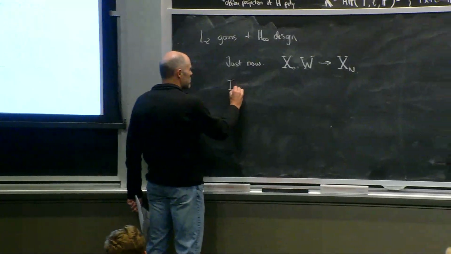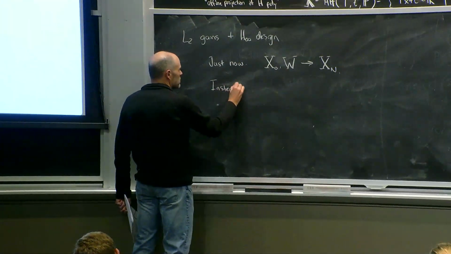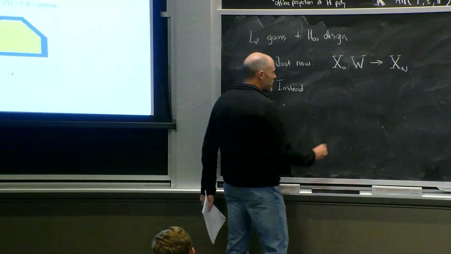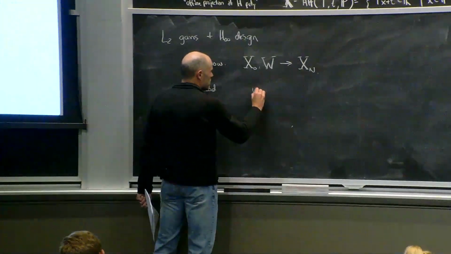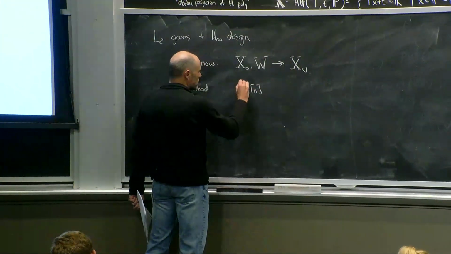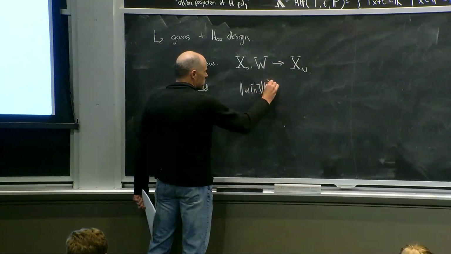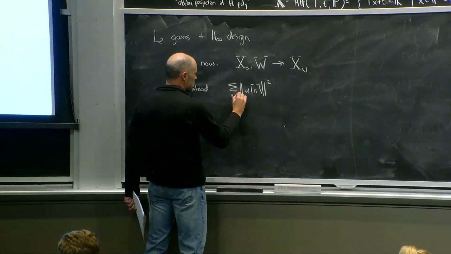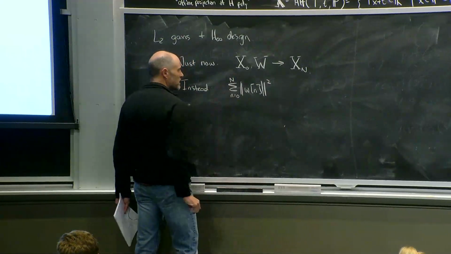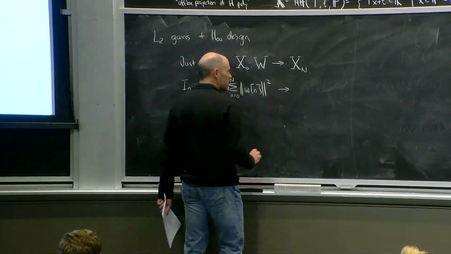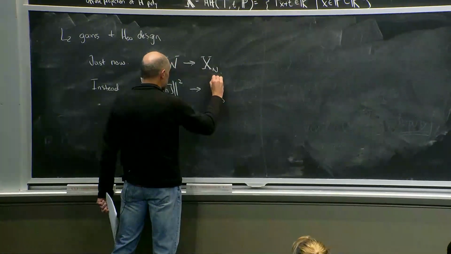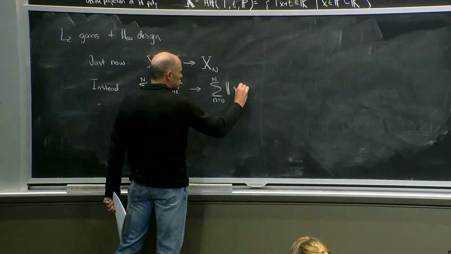Let's instead do something different. What if I take my entire W_n and write the total energy of my input? You'll see where I'm going with this in a second. Can I take that as a map to the total energy of my output?